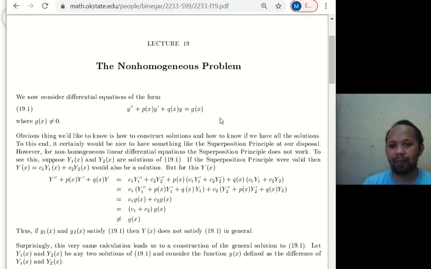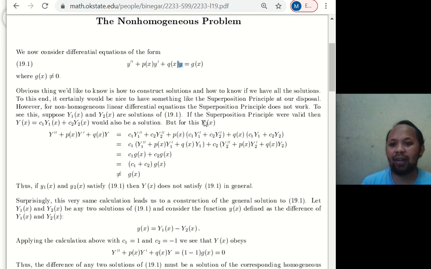As you can see here, this is the standard form of the non-homogeneous second order linear differential equations. We've got the second derivative here, and the constant of this derivative is 1, and we've got here the first derivative of the function, and the constant is just p(x), and this is the function itself with a constant of q(x), and the right hand side is not 0, but the right hand side is g(x).